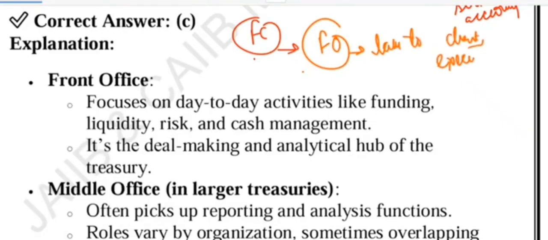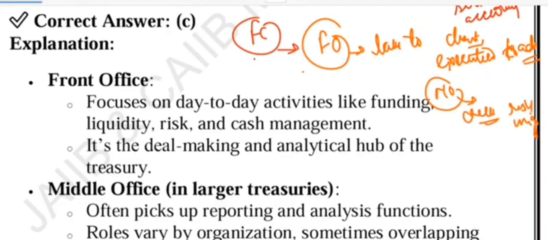So trading will be executed by the front office. Executing trade. Okay. Now what will the middle office do? Middle office will check if the deal is within the bank risk limit. There is a risk limit of the bank. So whether the deal is within the risk limit.